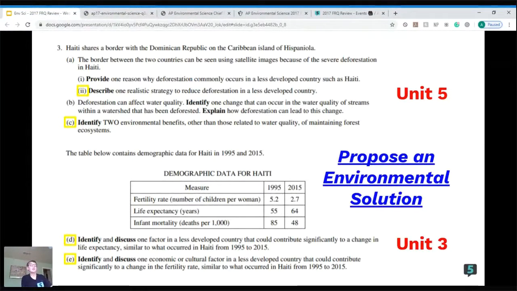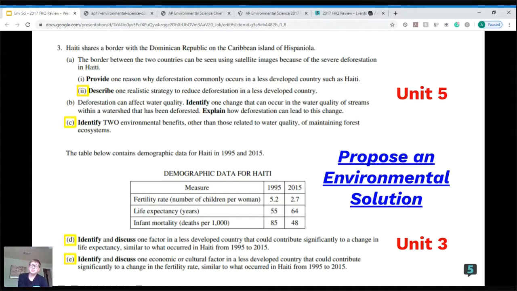All right, so Part B says deforestation can affect water quality. Identify one change that can occur in the water quality of streams within a watershed that has been deforested. Explain how deforestation can lead to this change. So here, because you have these two verbs, you're probably going to get 1 point for identify, but it's probably going to be 2 points for the explanation, 1 point for a good explanation, and 1 point for the explanation being linked to the identify. I actually forgot what the number of points was, but that's my prediction.